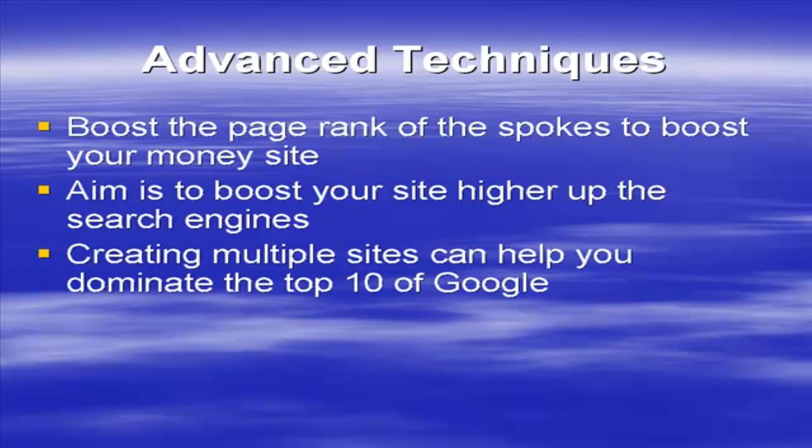Creating multiple sites, like we've talked about here, is going to help you to dominate the top 10 of Google, and that's going to give you massive results. As I said, if you got 8 out of 10 results, that's 80% chance of getting somebody through to your site. You have 8 times more chance of getting someone to click through to your website. So it's very powerful. So if you apply all this, these are the sorts of results you're going to get.